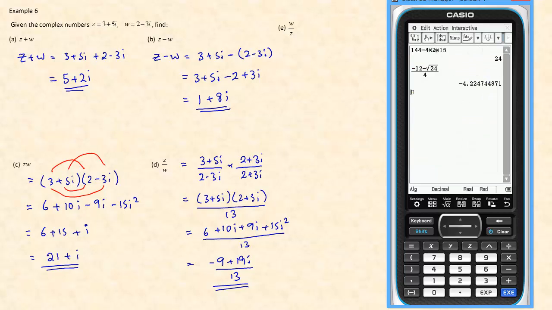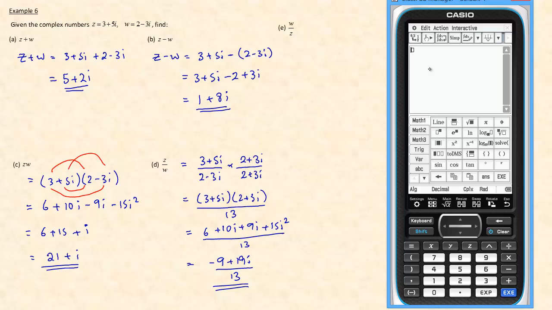Now your calculator will quite happily do all of this sort of stuff, provided you put it into complex mode. When you've finished with complex mode, it's always a good idea to take it out of complex mode again, but let's be in complex mode for now. So if we just do this one, zw, so we've got 3 plus 5i, and we find the i in math 2, and then 2 minus 3i, and you can see we get 21 plus i, and let's do this division as well.